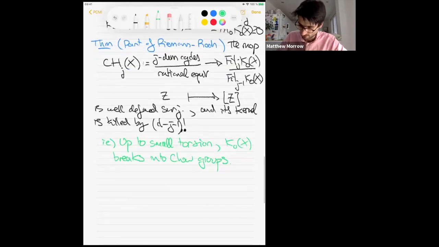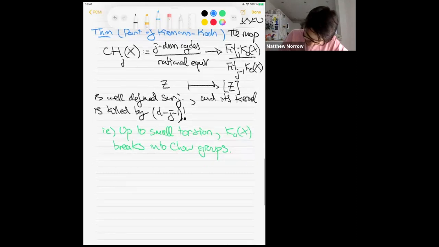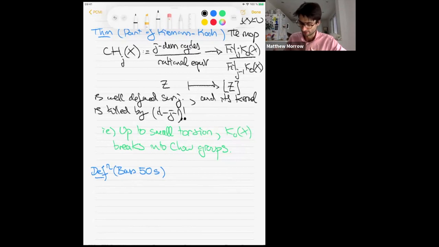And so continuing this theme, let's go on to K1, which goes back, I think, also to the 50s, defined by Bass. The idea of the definition being that we're going to classify isomorphisms between finite projective or finite free modules up to trivial changes of basis given by elementary matrices.